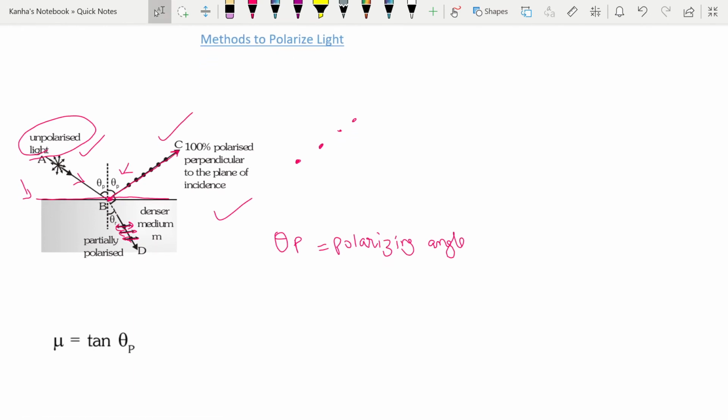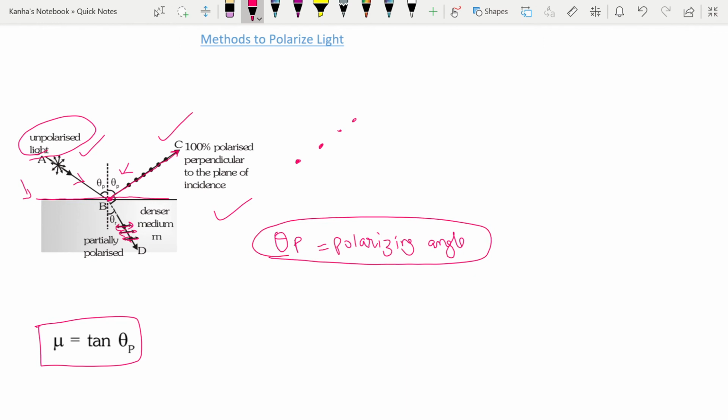Next is Brewster's law. What does it say? When unpolarized light strikes at a polarizing angle theta p on an interface separating a rarer medium from a denser medium of refractive index mu, such that mu is equal to tan theta p, then the reflected light, which is light in the rarer medium, is completely polarized. Also at this point, the reflected and the refracted rays are normal to each other. So this should be noted.